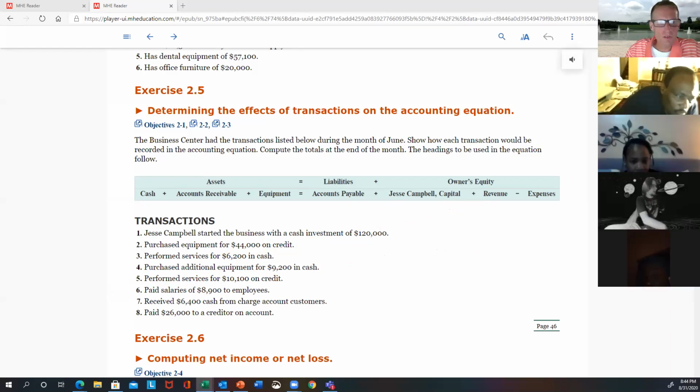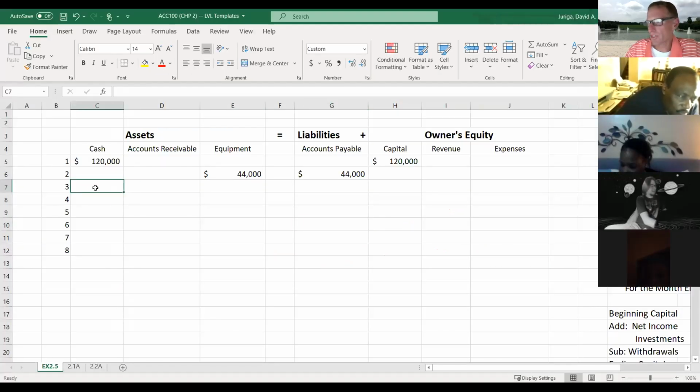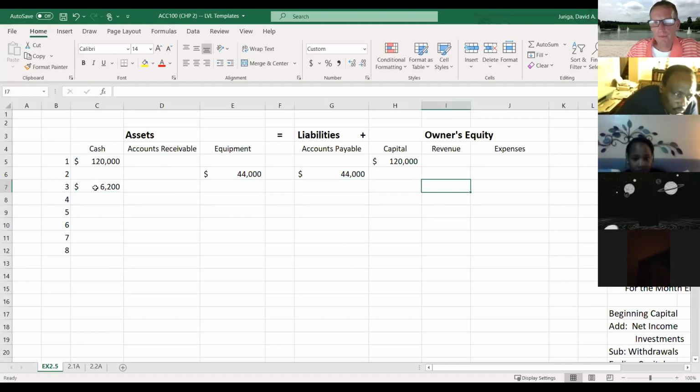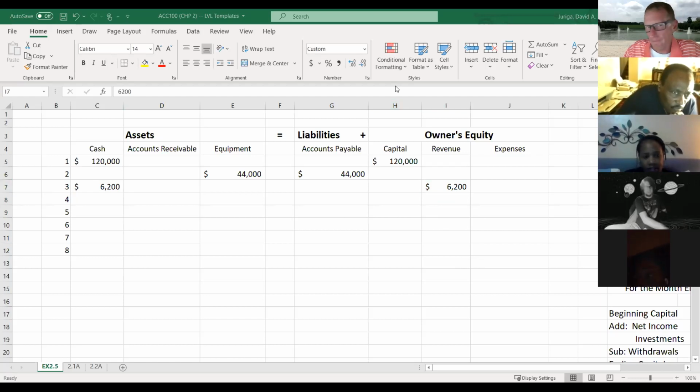So I will go to my cash. This is again transaction number 3. I'll say 6,200, and I'm just putting that in as a positive. And then I'm going to go to revenue, and there you have it. So I've got 6,200 in cash, 6,200 in revenue. I get confused and don't understand where they go.